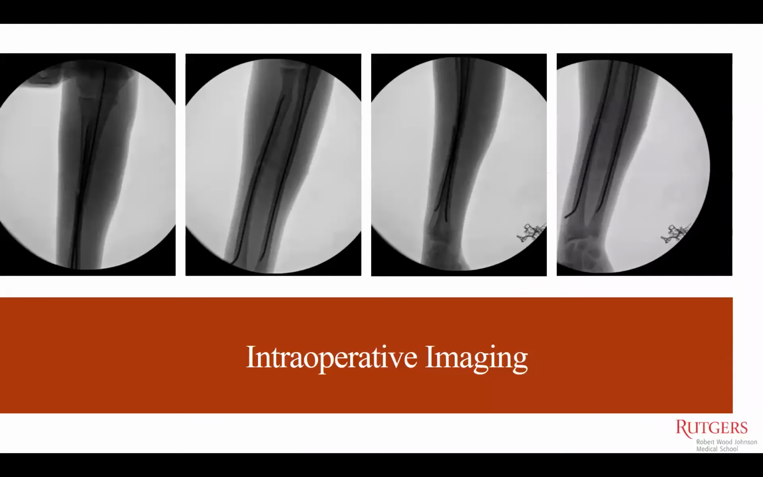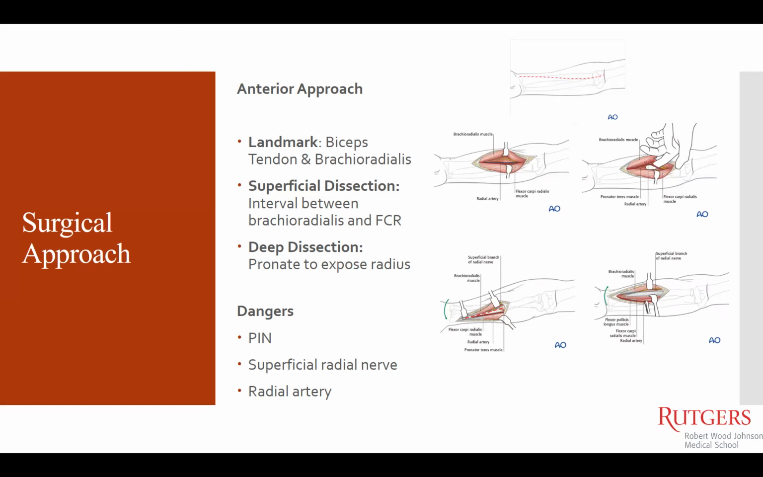Another potential pitfall here is that the superficial radial nerve is very close there, underneath the lateral aspect of the brachioradialis, the inferior lateral aspect of the brachioradialis. And if you were to injure that, potentially you can cause a painful neuroma, as well as injury to the posterior interosseous nerve, which can cause a neuropraxia that can last up to 6 to 9 months.